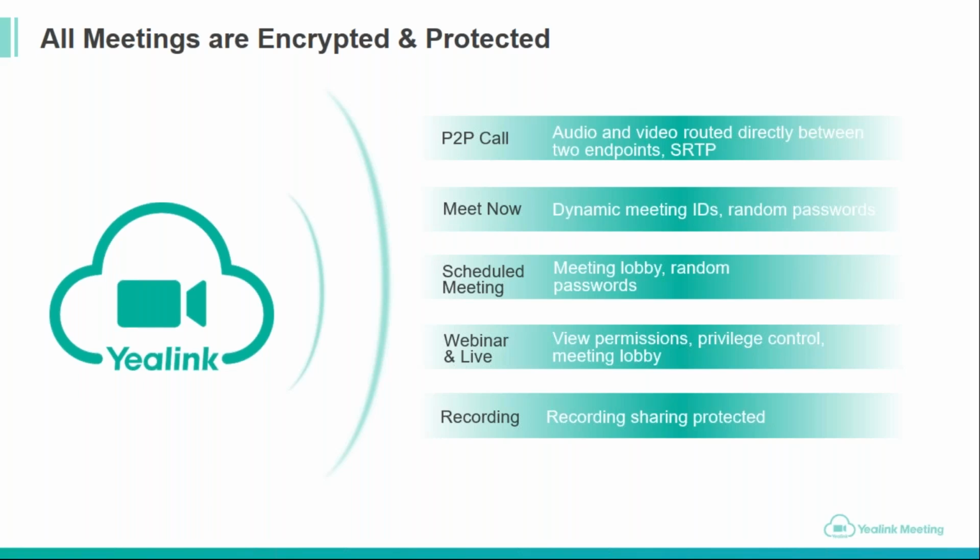When you schedule a meeting, there are meeting lobby options and the host can control who is allowed to join the meeting. Also, there is a random password to protect the meeting. If you have a webinar or live streaming, then viewer privilege control and meeting lobby features can ensure that your webinar won't be disrupted by a stranger. Also, there are multiple security options to protect recording shares.